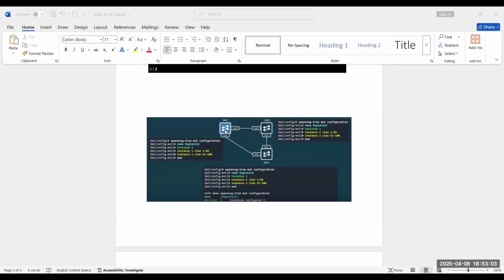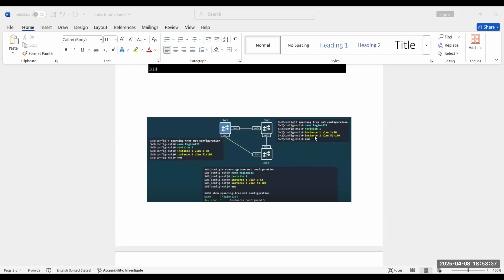With MST configuration, how are we going to configure it? In global configuration mode, we are just going to put spanning-tree mst configuration. And we are going to split into regions, like I said, instances. So we are going to configure all these 3 switches under one region, that is region 123. Revision number 1.